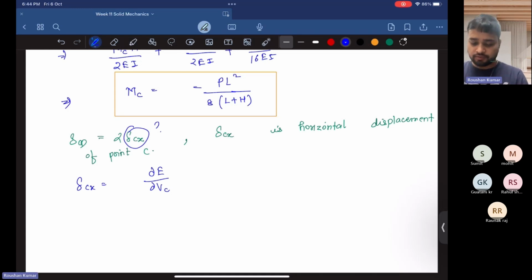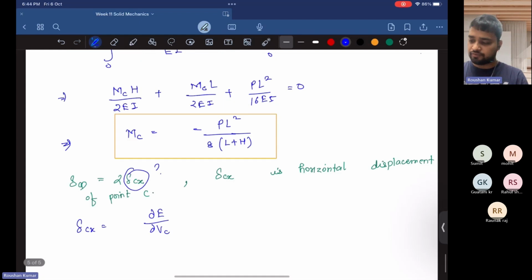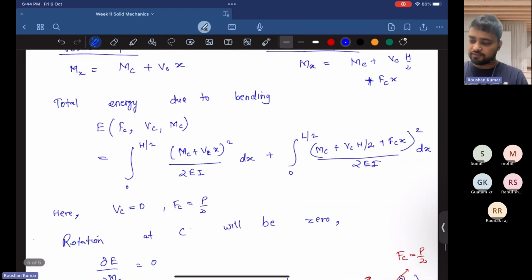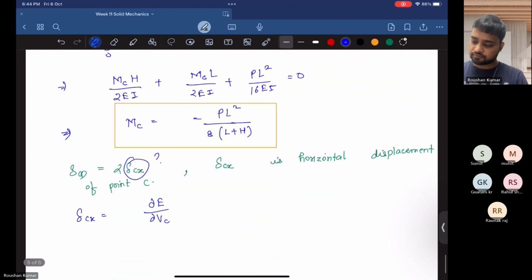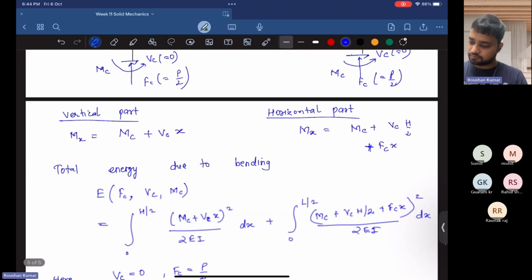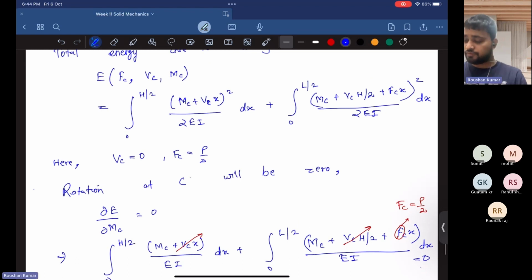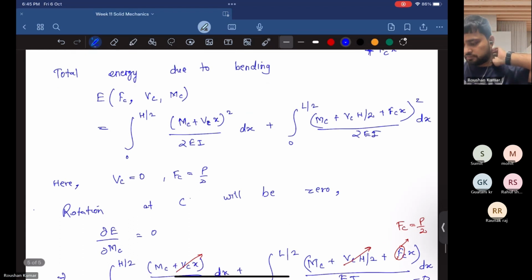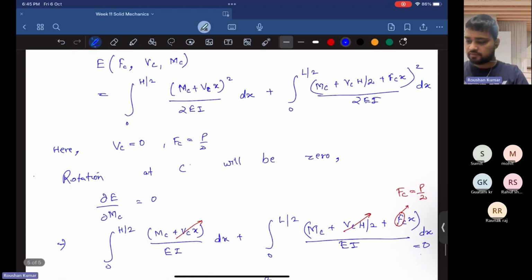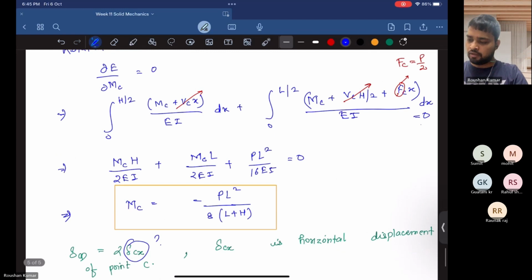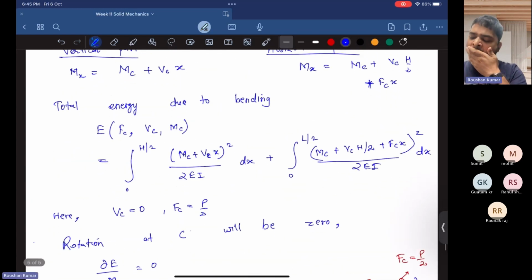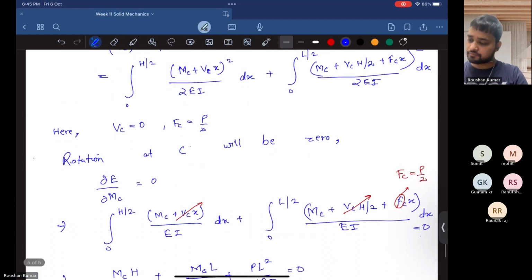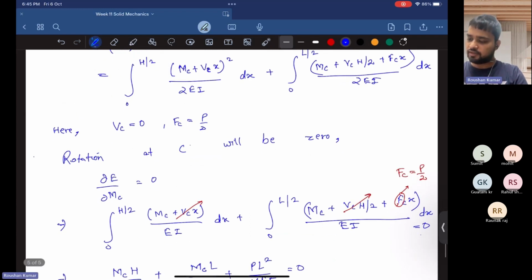So let's find the derivative with respect to Vc. If we take the derivative of this energy with respect to Vc, we will get Vc x upon 2EI, Vc x upon EI, Vc upon EI.